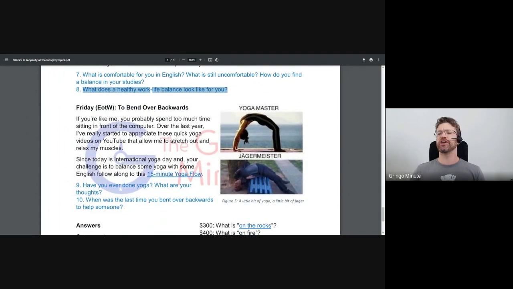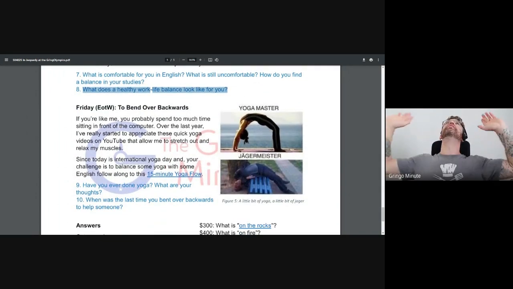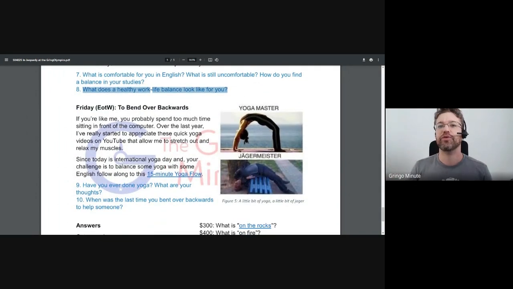And our expression of the week, to bend over backwards. We use this expression. I'm laughing just because I've forgotten the picture that I put here. But to bend over backwards means to do everything in your power to help somebody to resolve a problem. We often use it when we're at our limits. I'm bending over backwards here. Help me out.